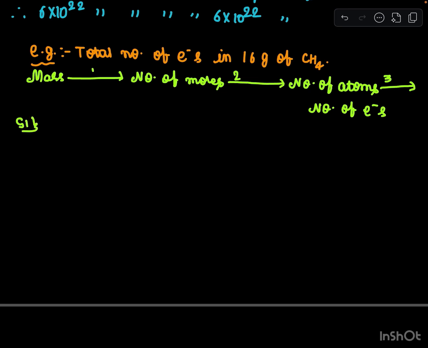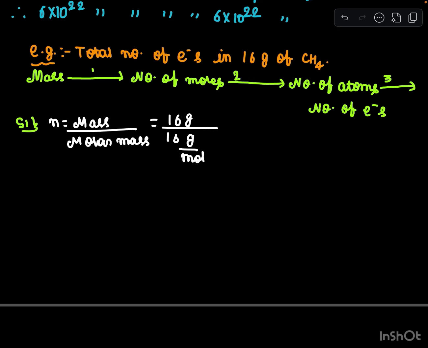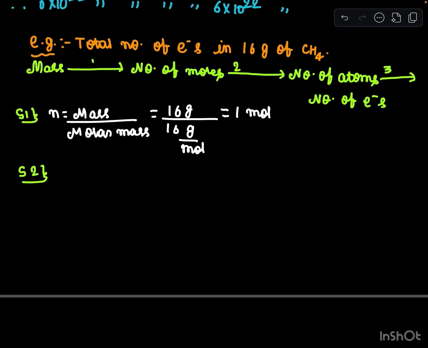Now let's come to step 1. At first, we have to calculate the number of moles. Number of moles is equal to mass by molar mass. Mass is 16 gram. Molar mass is carbon 12 plus 4, 16 gram per mole, equal to 1 mole. Step 2: the number of moles we have calculated, now calculate the number of atoms.